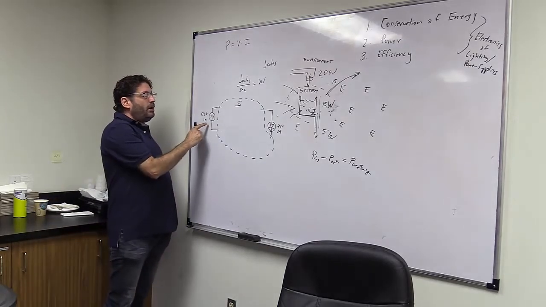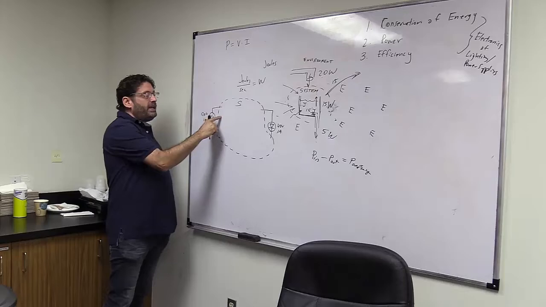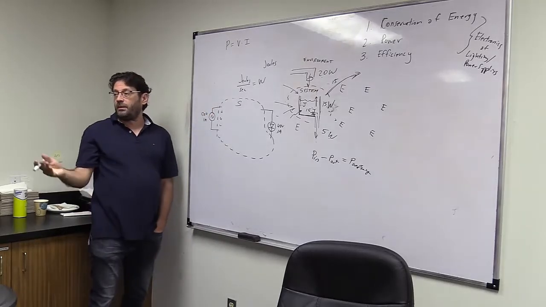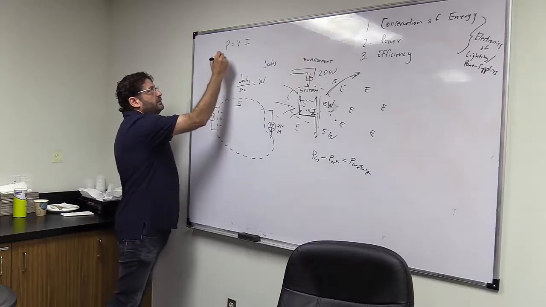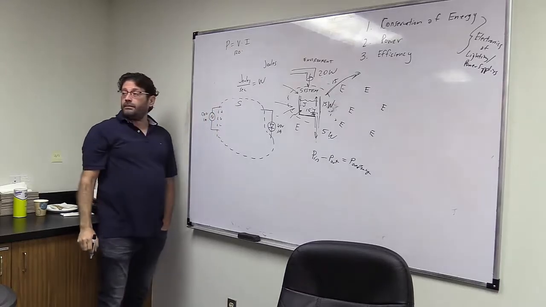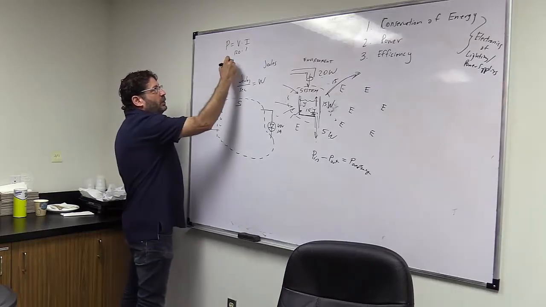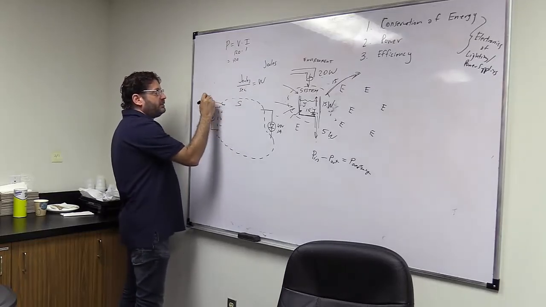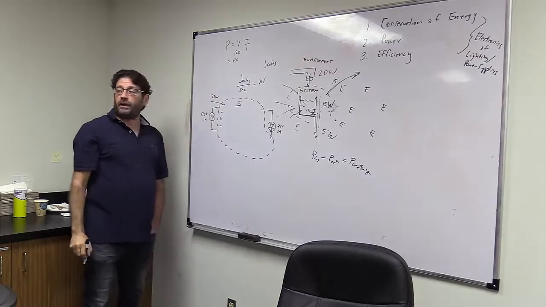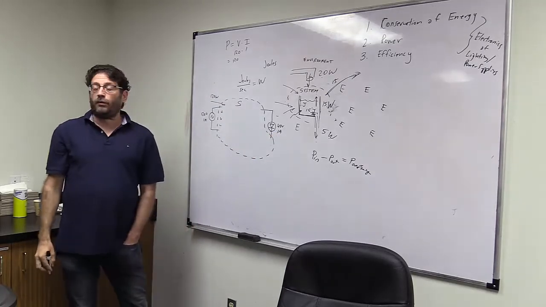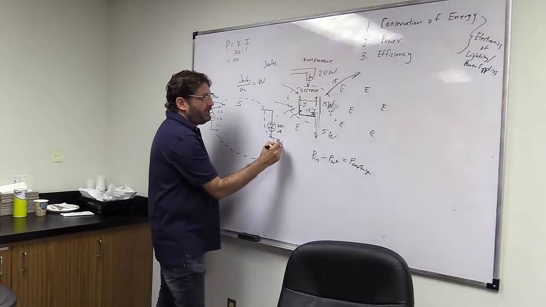What is the power going on right here? Well, what's the voltage? Somebody tell me, please. 120. 120. What's the current? 1. What's the wattage? 120. I have 120 watts going in. Somebody please do that for me here. 40, right. So I have 40 watts coming out.